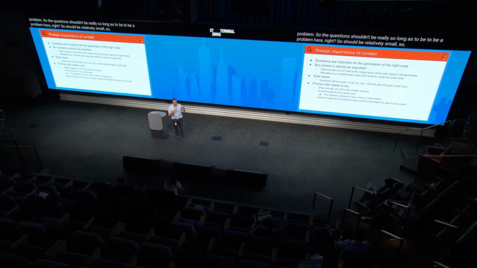So the prompt that we're going to be generating here, or the side input that we're going to be generating here, has these two different, let's say, conflicting needs. It needs to be small enough to fit in the worker memory, and small enough also for the model to be able to take it.